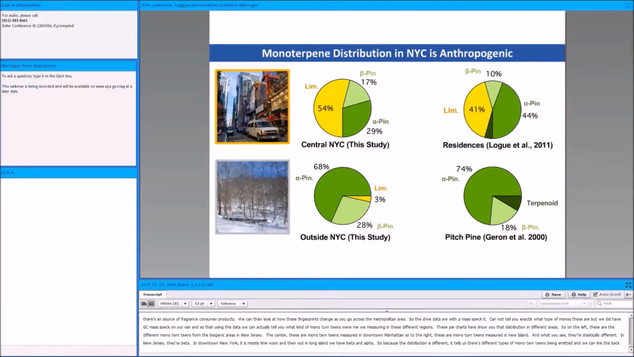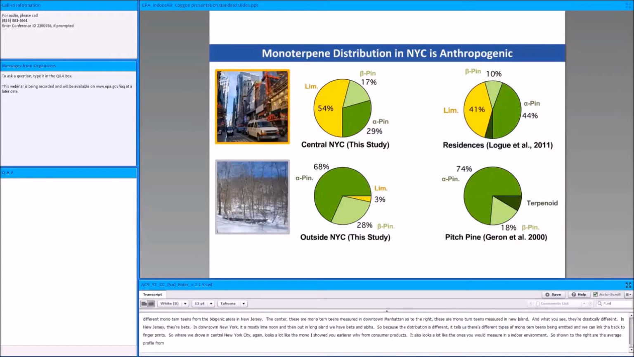So where we drove in central New York City, again, looks a lot like the monoterpenes that I showed you earlier from consumer products. It also looks a lot like the monoterpenes that you would measure in an indoor environment. So shown to the right are the average profile from residences as reported by Logue et al. And again, you can see that residences are mostly dominated by limonene, and in New York City, that's what we see. So that shows you that we're measuring an anthropogenic fingerprint. Outside of New York City, the monoterpenes that we measured in New Jersey as well as Long Island look a lot like the monoterpenes that you would expect from pitch pine. This is from Guerin et al. And shows that again, outside the city, alpha and beta pinene are showing you biogenic sources. Okay?